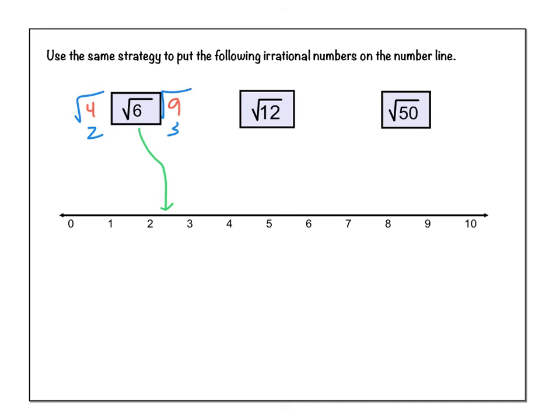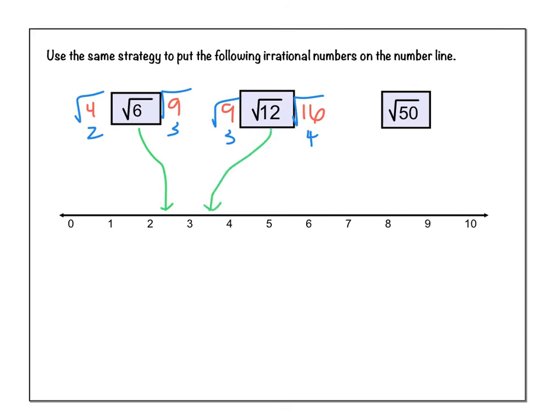For the square root of 12, that's in between 9 and 16. So my square root of 12 would fall in between the square root of 9 and the square root of 16, which would be in between 3 and 4. So that would go somewhere here.